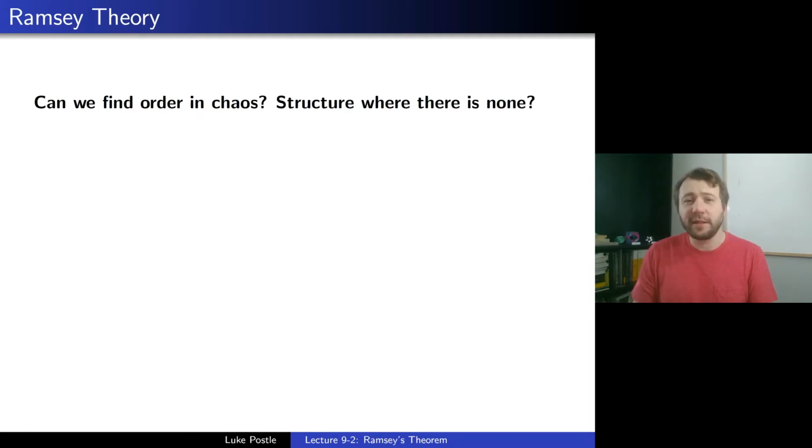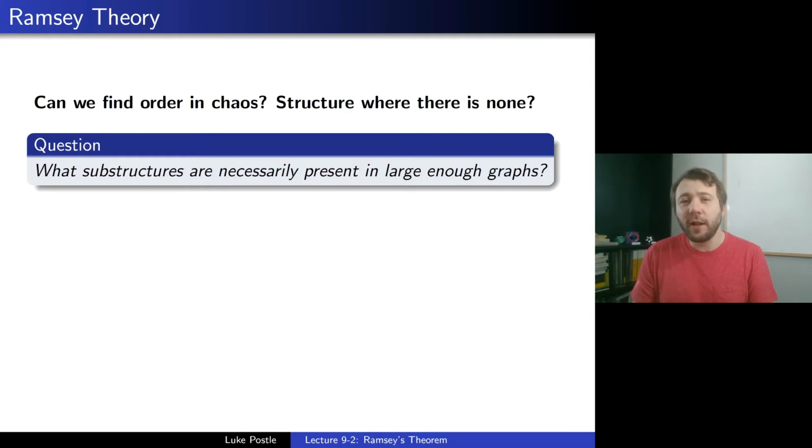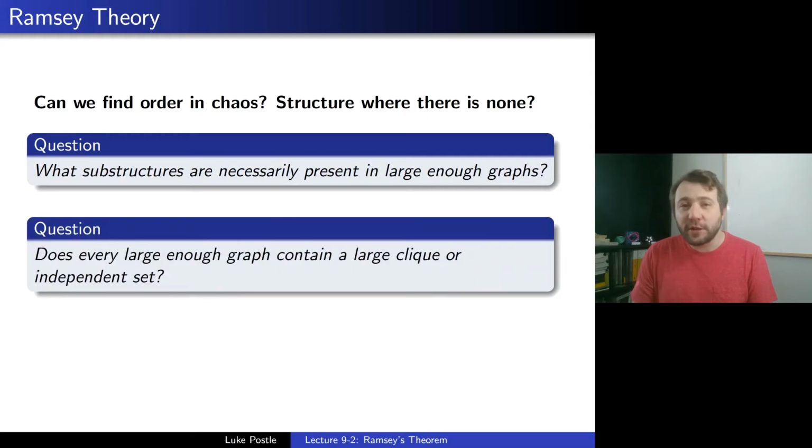of Ramsey theory. Let me make this a little more mathematical and graph-theoretic, to ask what substructures are necessarily present in large enough graphs. This is a natural question, harking back to various questions we've seen in extremal graph theory, but let me make it more concrete. Does every large enough graph contain a large clique or a large independent set? That's a natural question, right? I want a large clique or independent set. If my graph is large enough, will it contain one of those?